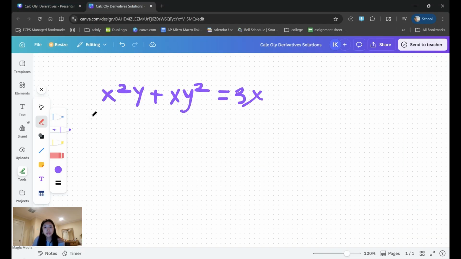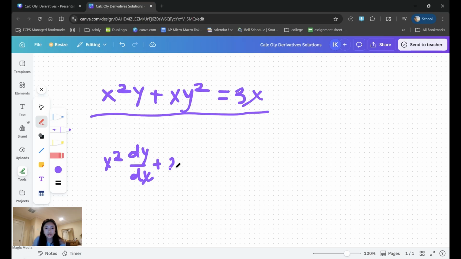Okay, so this is the original equation. The first thing we're going to do is product rule. We take the first times the derivative of the second. That would be 1, but since this is a y, you're going to derive with respect to x. Plus the second times the derivative of the first, so 2xy. And then plus, now you're going to product rule this one, 2xy, and this is also with respect to x.